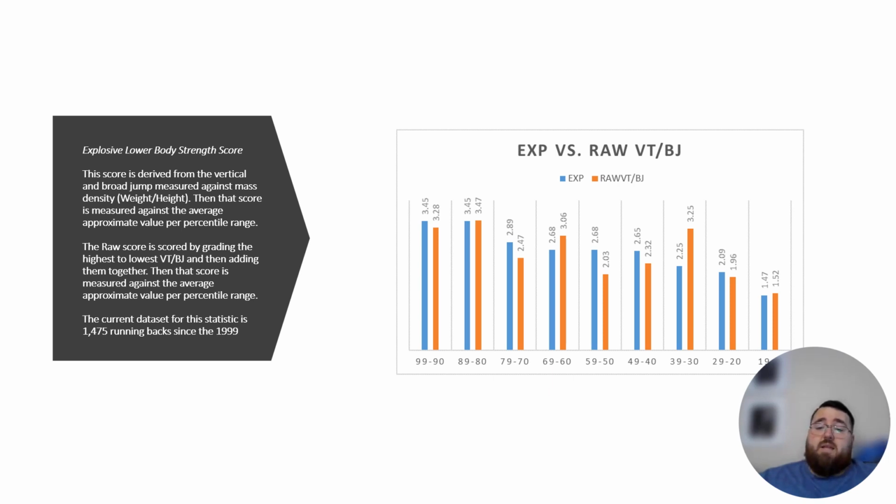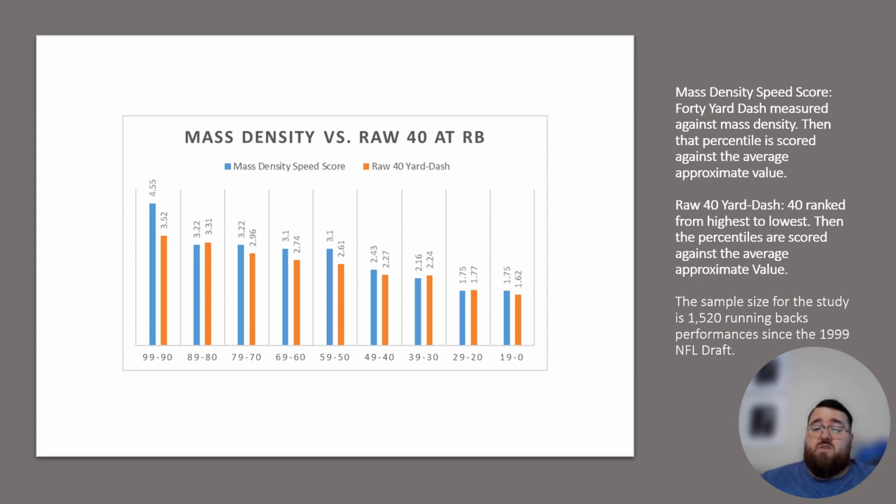What is it with the speed score? Well, the mass density versus the raw 40 at running back, you can see that you have a higher correlation between the mass density speed score versus the regular 40-yard dash. For the most part, though, the raw 40-yard dash is about the same in terms of slope compared to the mass density speed score, but you can clearly see that 90 percentile speed score has a significantly higher approximate value score, so it's more correlative.